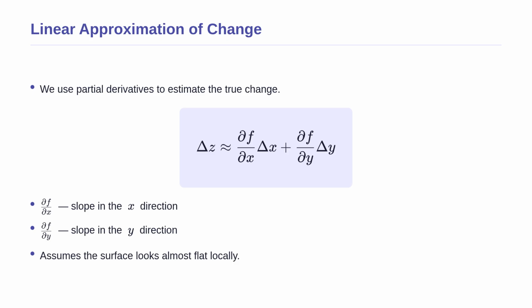In this approximation formula, the partial derivative of f with respect to x is the slope in the x direction. The partial derivative of f with respect to y is the slope in the y direction. We multiply each slope by the size of the step taken in that direction and add them up. This gives us a very good estimate of the true change delta z, and it is much easier to calculate.